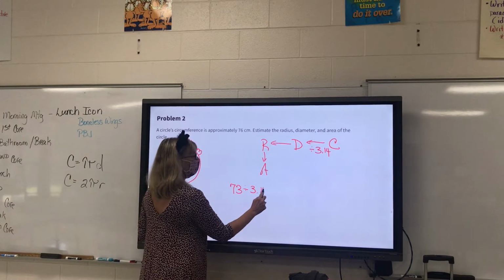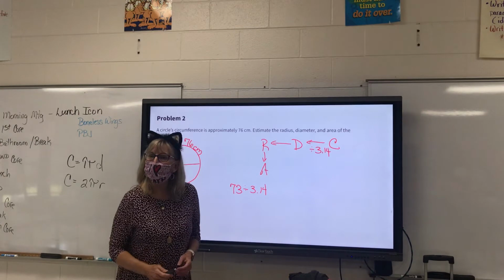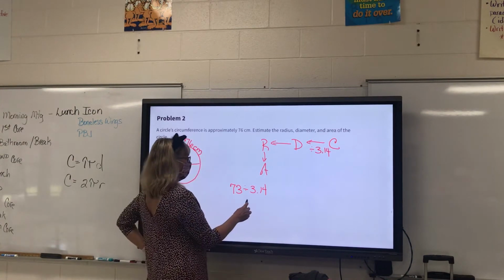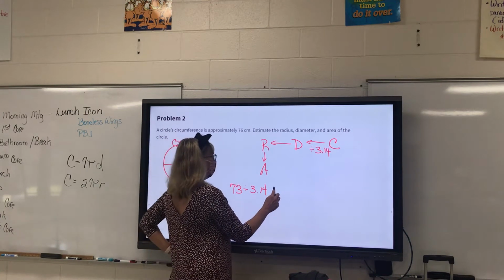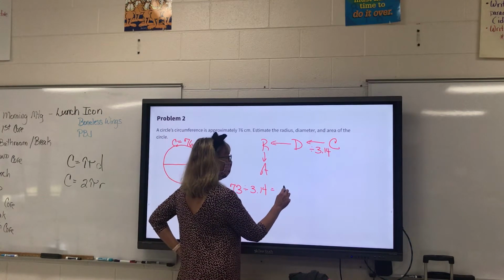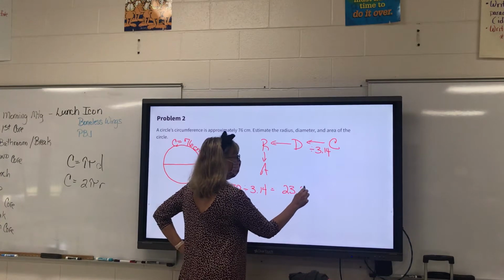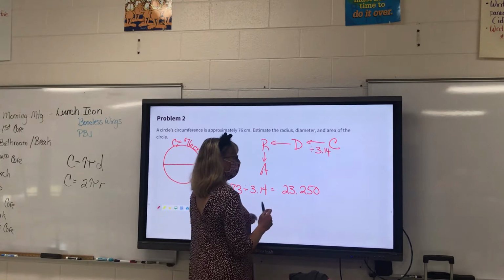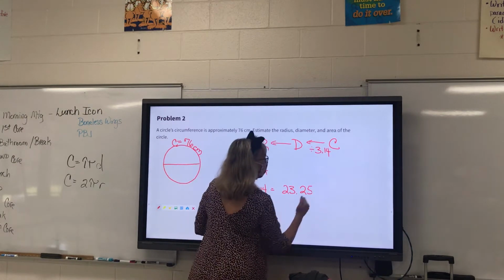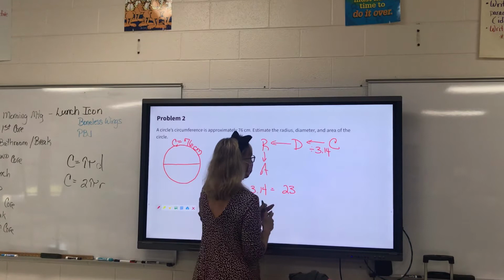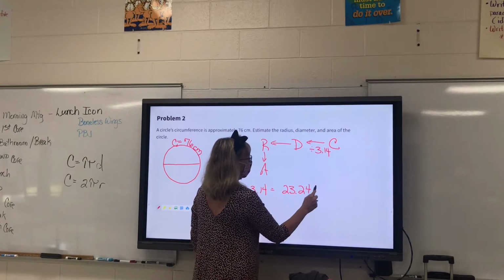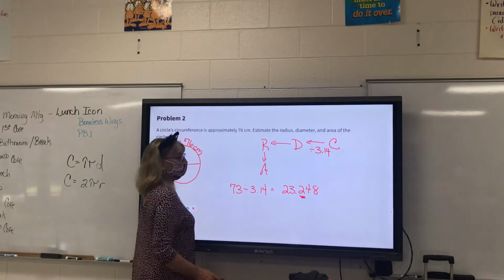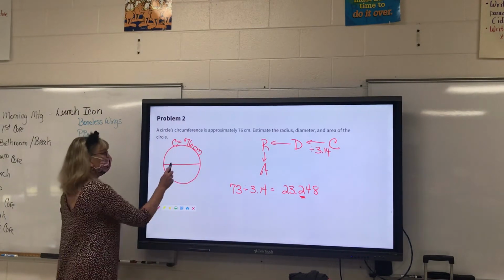23.248. Let's round to the nearest tenth. To the nearest tenth it would be 23.250? Okay, read me what it says. Is that what your calculator says? It says 23.248. All right, so if we're rounding to the nearest tenth, we're going to make the diameter 23.2. Okay?